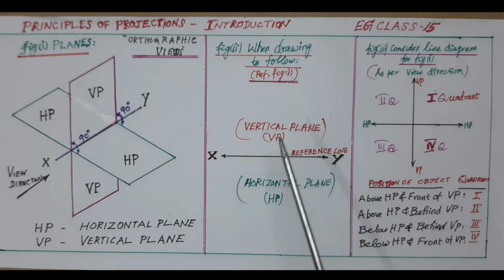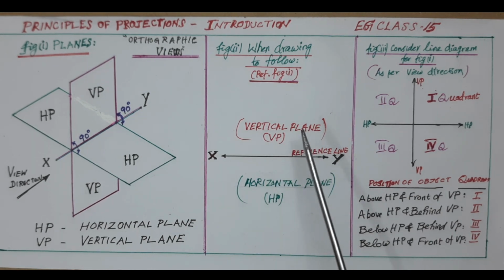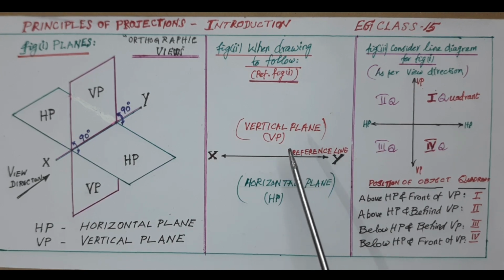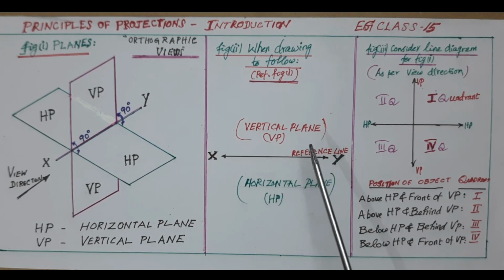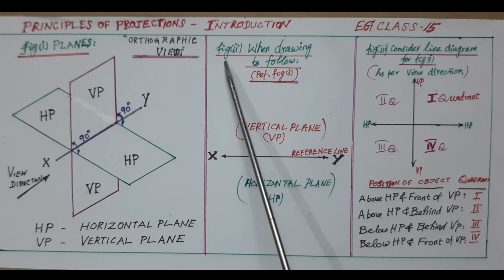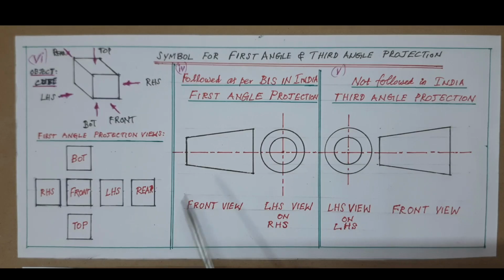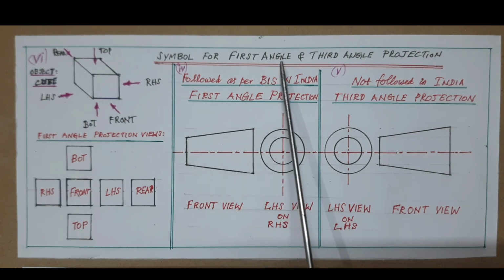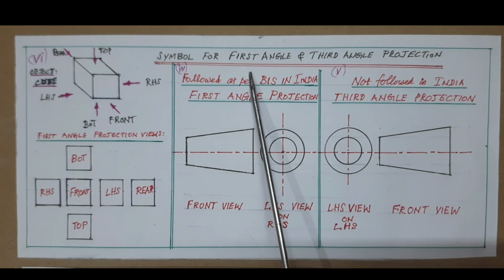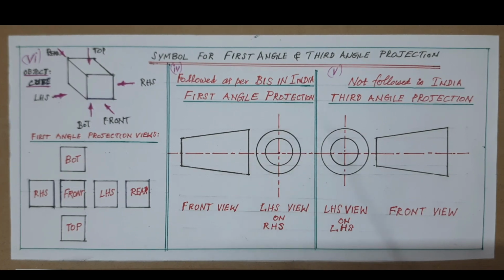This drawing is very important to do the drawings in the latter case, because everything in the problem mostly will be given above HP or below HP, or above VP or below VP, or like that the wordings may come. That is explaining about figure 2. Now in this drawing we are going to see the symbols for first angle and third angle projection, and we are going to follow only first angle projection throughout the subject.